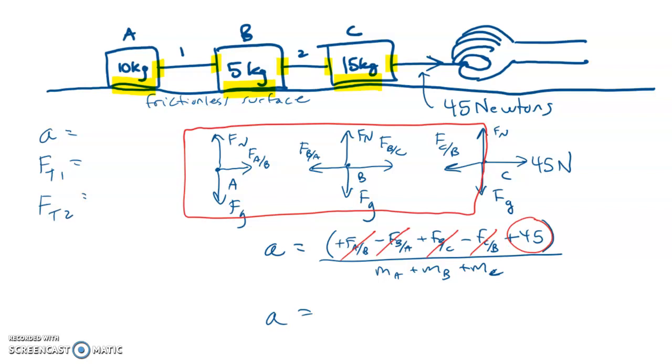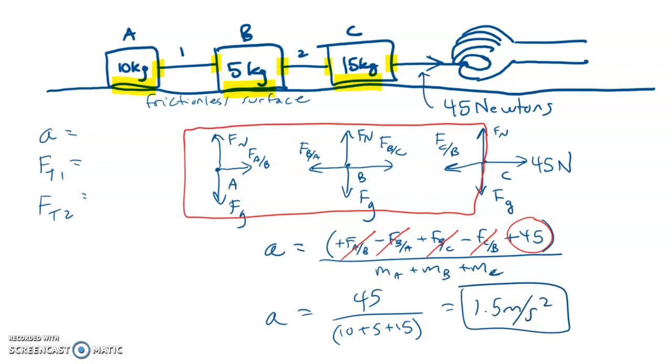And only external forces affect the acceleration of an object. So ultimately, when we do our calculation, we're going to have 45 divided by these masses added together, 10 plus 5 plus 15, and that's going to give us 1.5 meters per second squared. That's our answer for acceleration. So now let's figure out this tension right here between A and B. That's really just the force on A by B or the force on B by A. It doesn't matter which one we calculate.